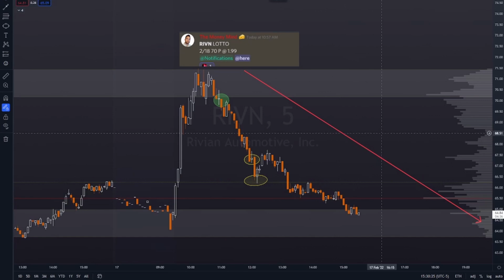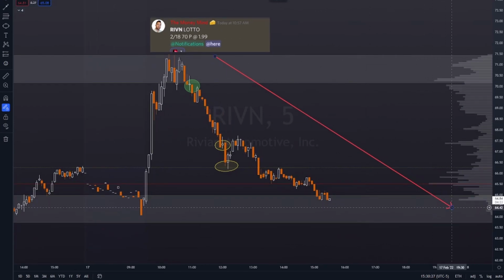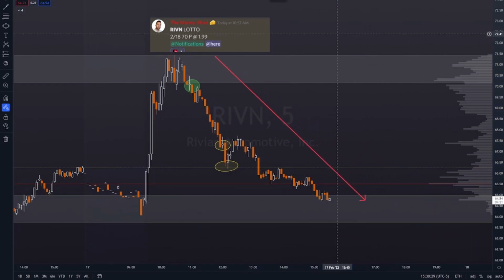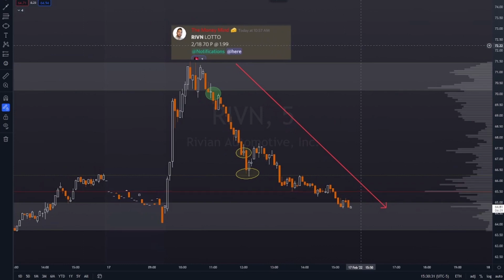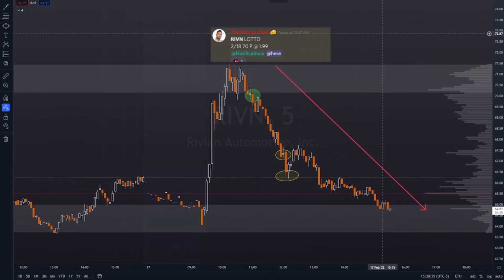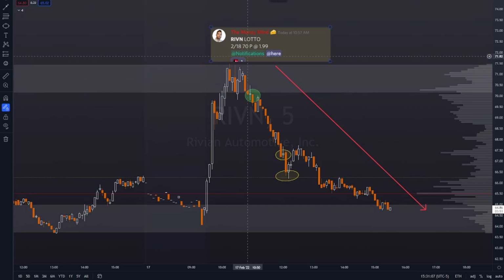Zooming into the 5 minutes so that you can see the picture extremely clearly here, but this is a beautiful example of supply being tested and shares being distributed. As we get confirmation over $70 that this is about to roll over, we alert an entry on the lotto. February 17th, we alerted for the February 18th. So those are the weeklies expiring the following day.